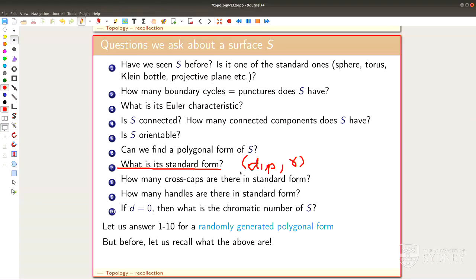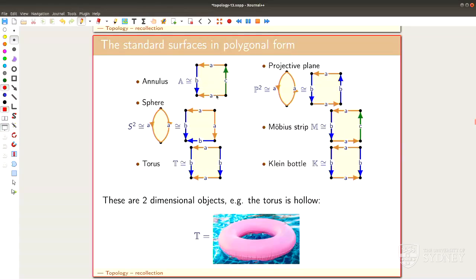So cross caps is P, handles is T, and boundary cycles is D. And in the case, what is the chromatic number? So what does Heawood actually tell you for the corresponding surface? Keep in mind, the smaller the Euler characteristic, the more complicated the surface actually is. And you see that from the formula that we will show in a second again. So I really encourage you to have a good geometric picture of at least those ones.